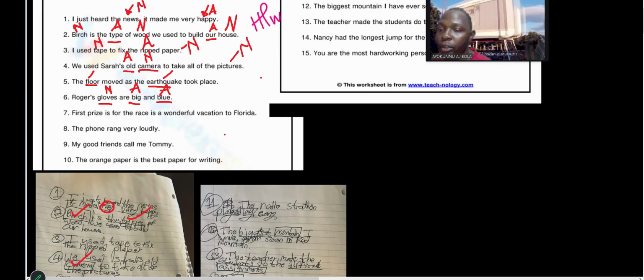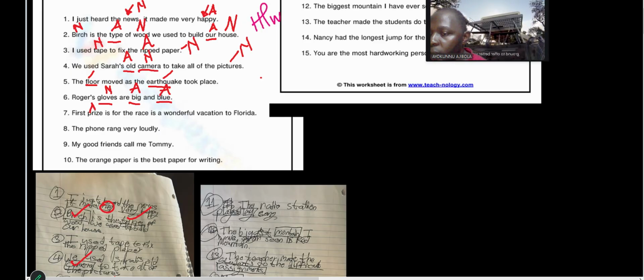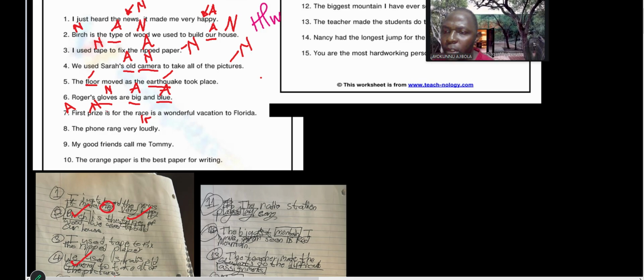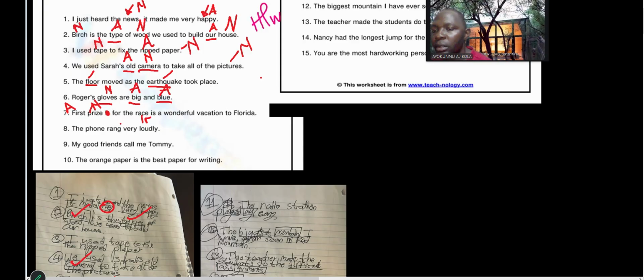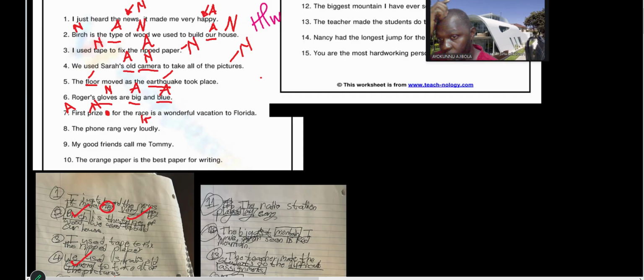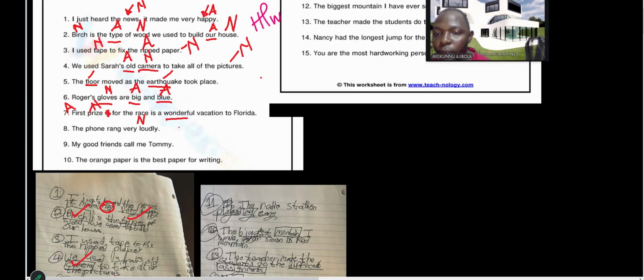Then, the first prize for the race is a wonderful vacation to Florida. Prize is a noun. First is an adjective. Race is a noun. Wonderful is an adjective, vacation a noun, Florida a noun. So: wonderful vacation, wonderful Florida.